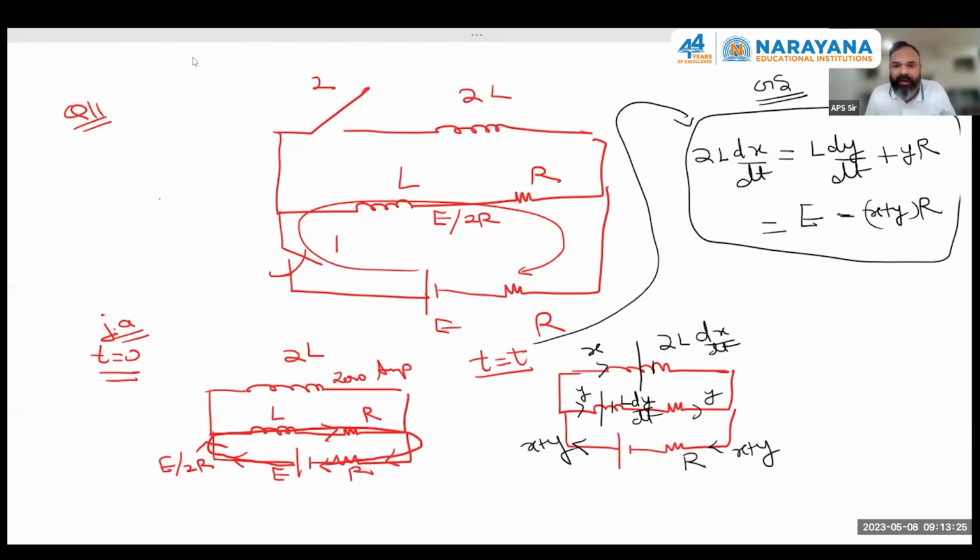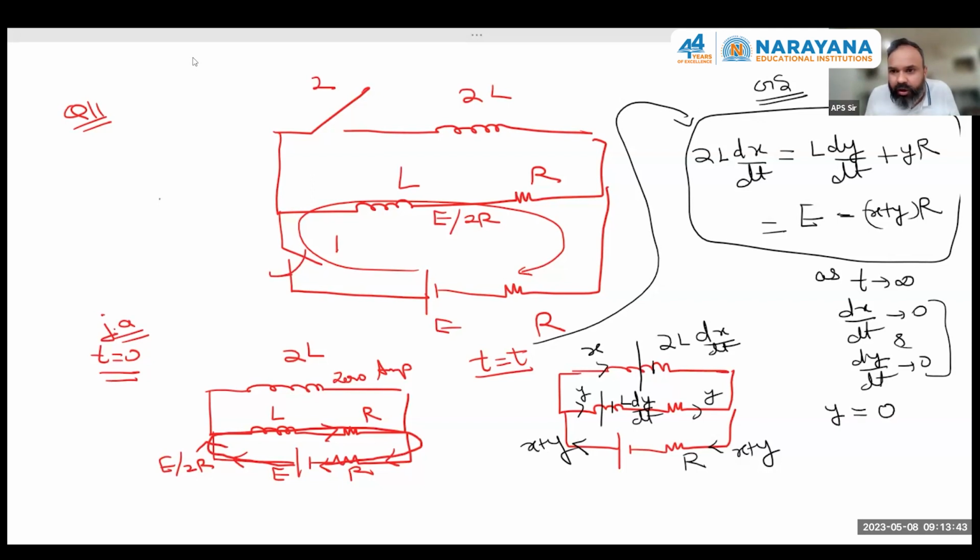And we know that as time tends to infinity, the rate of change in both the EMFs will become 0. So as t tends to infinity, dx by dt tends to 0 and dy by dt tends to 0. So what happens in this equation? Y as such will also become equal to 0. From this equation, this term is 0, this term is 0, so Y will be equal to 0. So the value of X from this equation will come out as E by R.